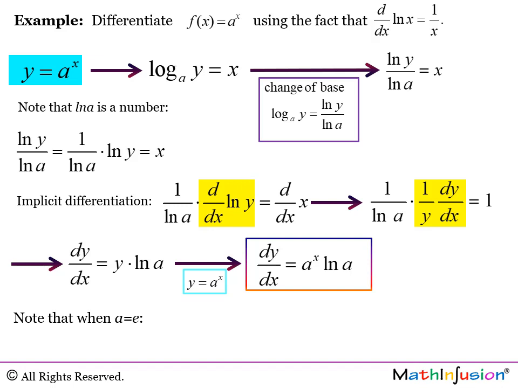I would like to note that in the special case when a equals e, we get that dy/dx of e^x is e^x times ln e, but because ln e is 1, this is just e^x.